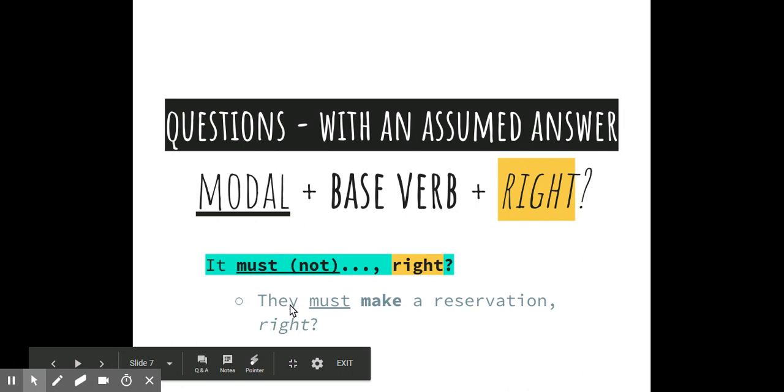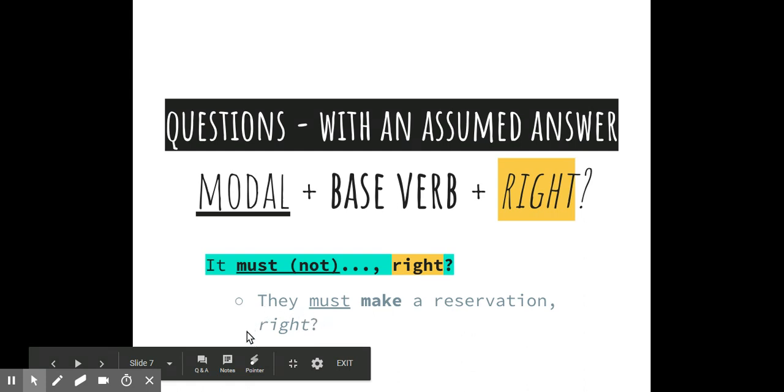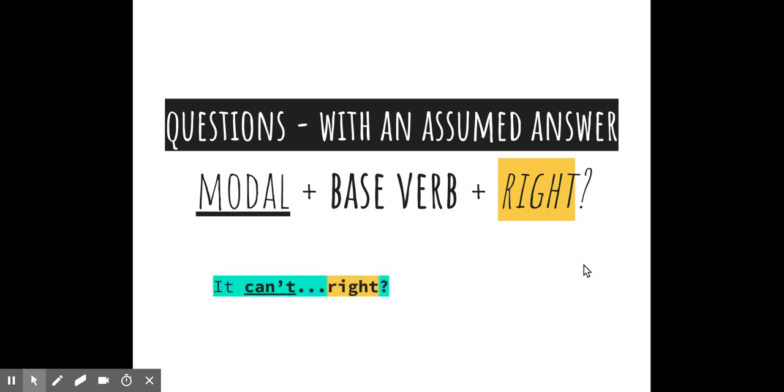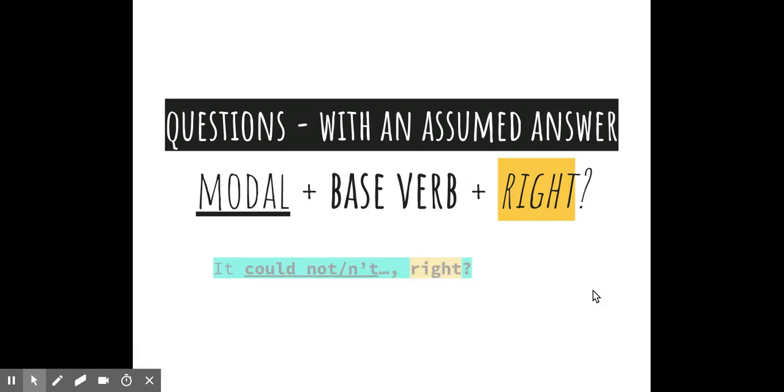I'm pretty sure they have to. I'm pretty sure this is true. I'm just looking for confirmation. When we say this right, it's not right. Our tone goes up. So they must make a reservation, right? Our tone says that this is a question. It can't, right? The dog can't get out, right? Okay. Pretty sure he can't. Just looking for confirmation.